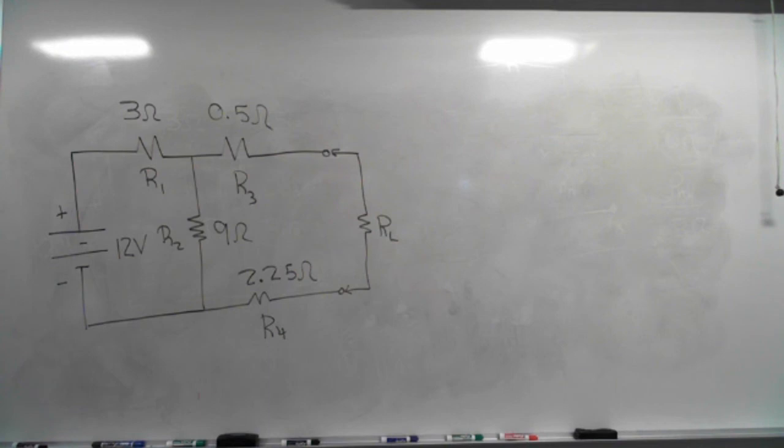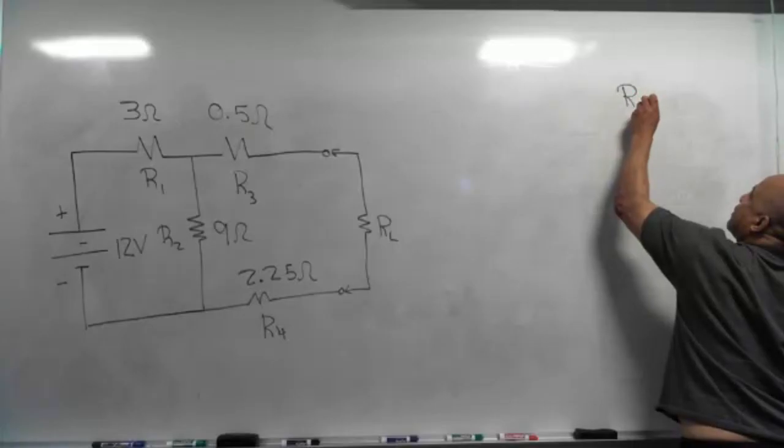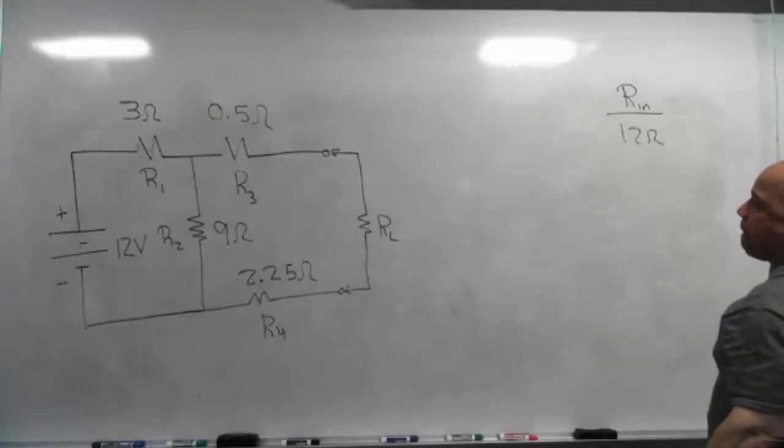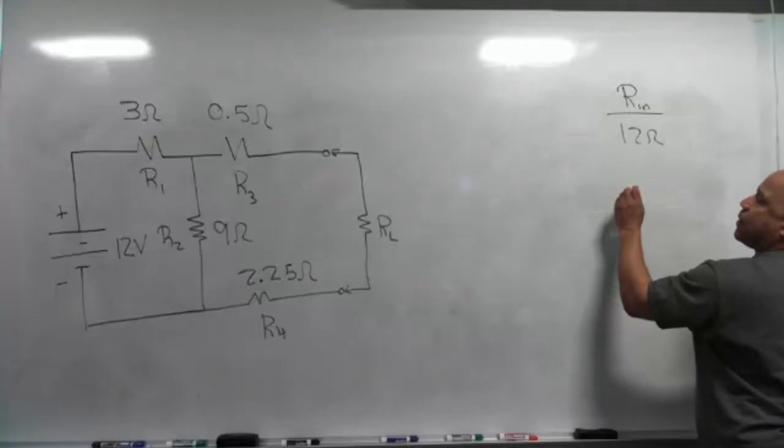All right, let's take a look at the problem. Can somebody tell me what the input resistance is? I got 12 ohms. 12 ohm, RIN 12. Anybody else get something different? I got 12, but I'm a little bit unclear about what input resistance is. Okay, so that's fair. We'll talk about it.